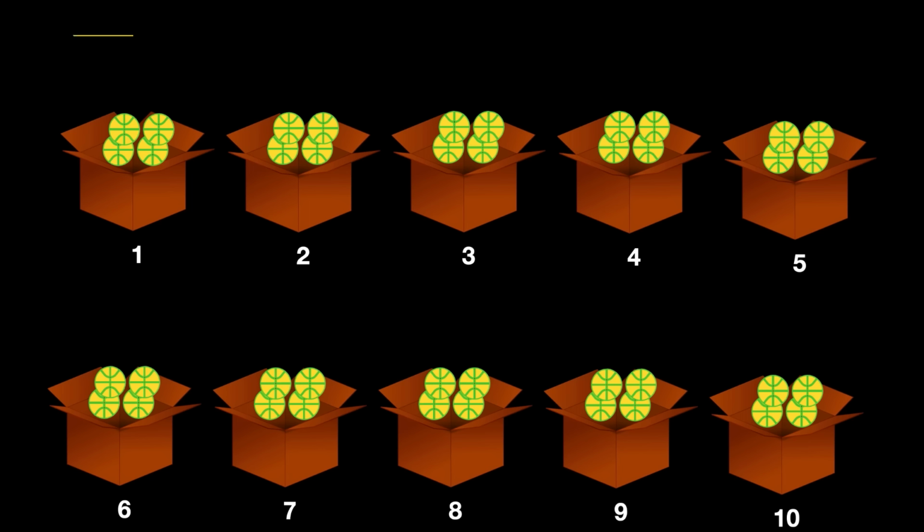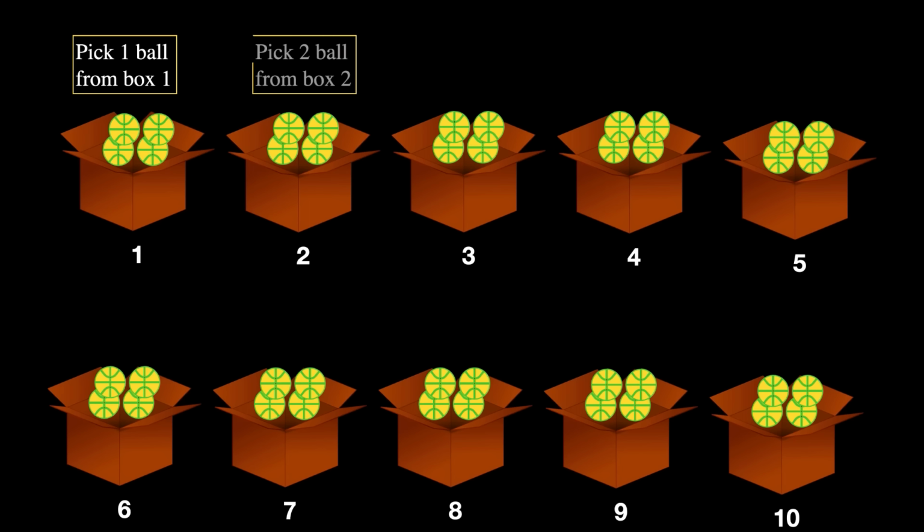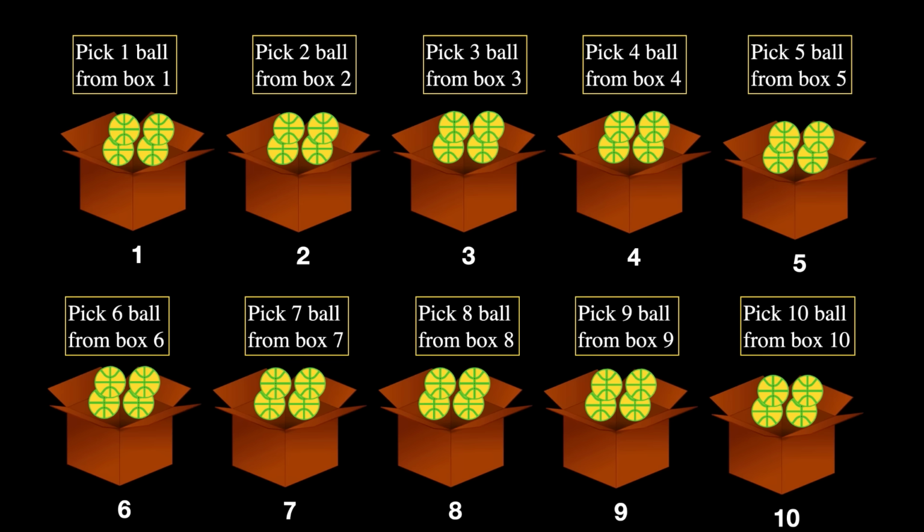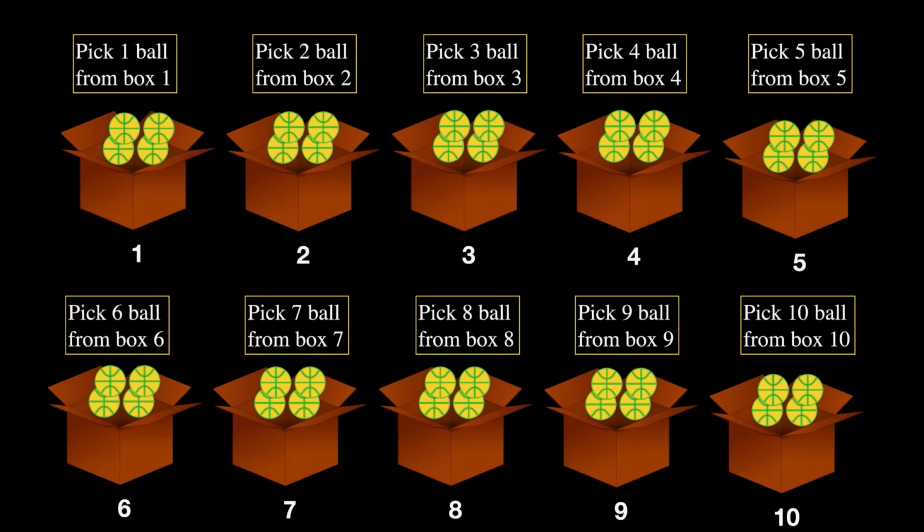For example, pick one ball from box 1, two balls from box 2, three balls from box 3, and so on, and finally 10 balls from box 10. In total, you will have 55 balls.